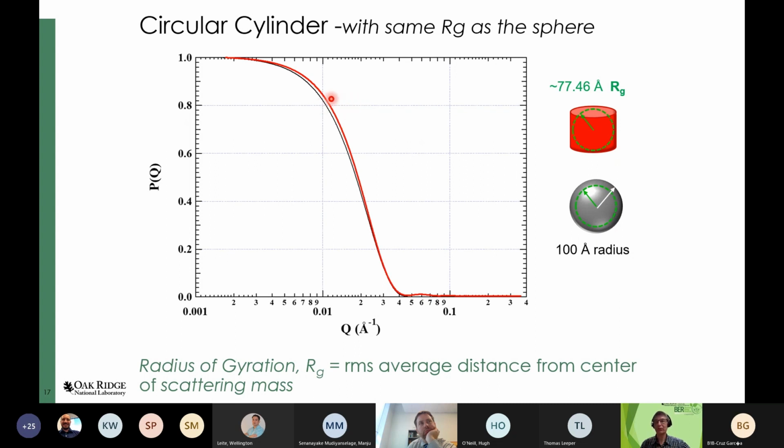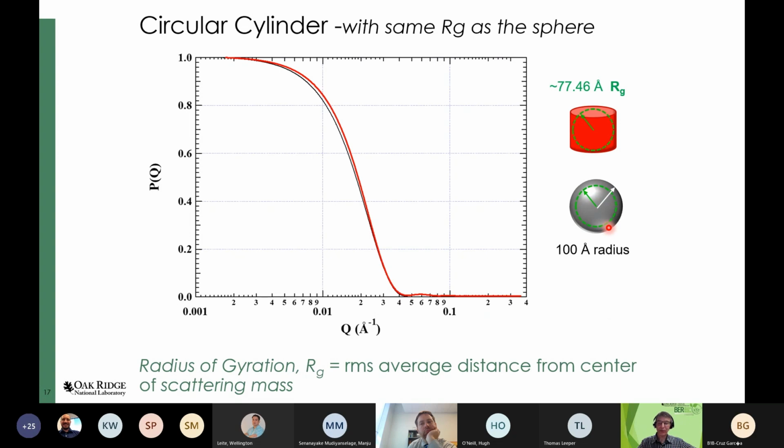So what's the takeaway message here? If you have two particles that are distinct in shape but have the same overall size, you might find it difficult to distinguish them. Now that is if they're both what I would call isometric. So in the sense, the cylinder that I'm showing here has a similar height to its width. So in that sense, it's more similar to a sphere.